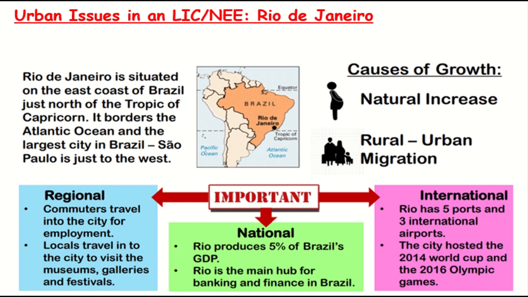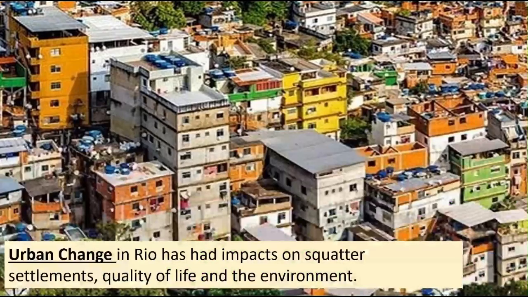So Rio, on the east coast of Brazil, is the largest city in Brazil, but it is not the capital city. On a national level, Rio is the main hub for banking and finance in Brazil. Okay? So on a national level, Rio is extremely important, but it is also a major international city. 5 ports, 3 airports. It also hosted the 2014 FIFA World Cup and the 2016 Olympic Games. So for sport and subsequent tourism, Rio is an incredibly important city.